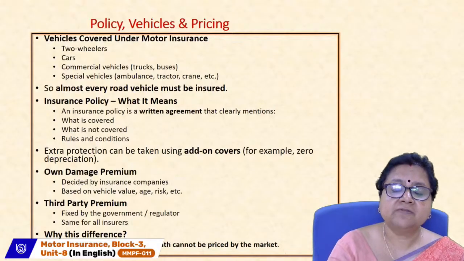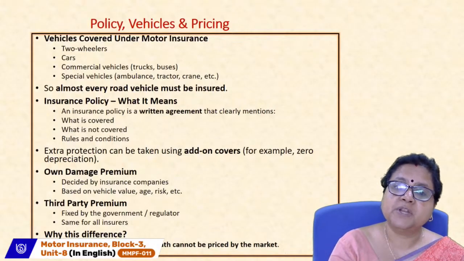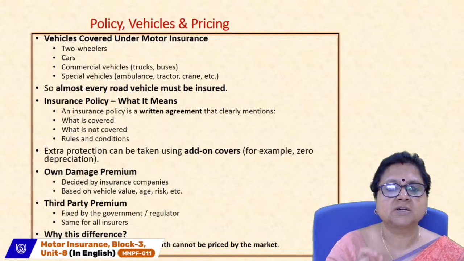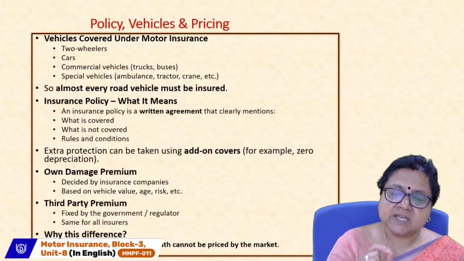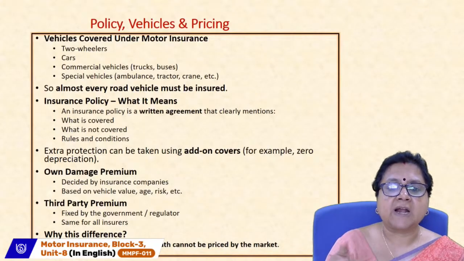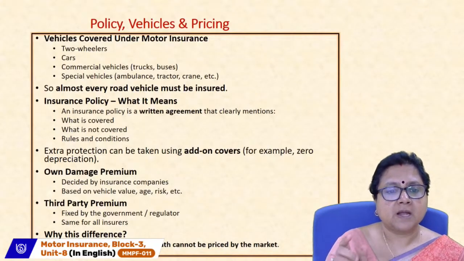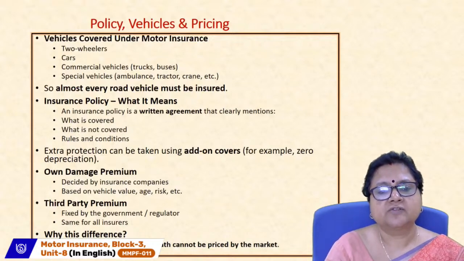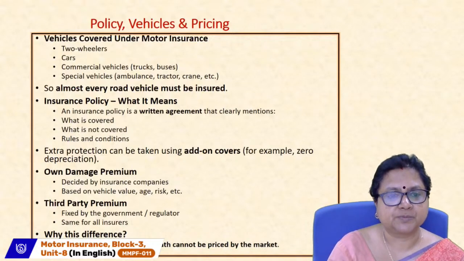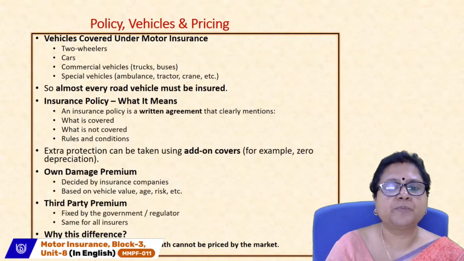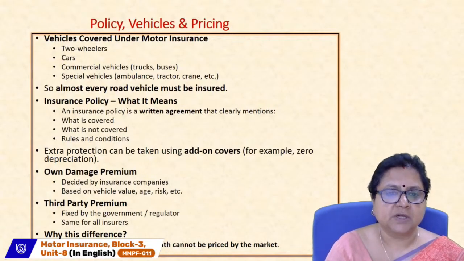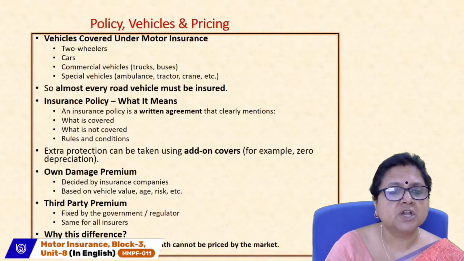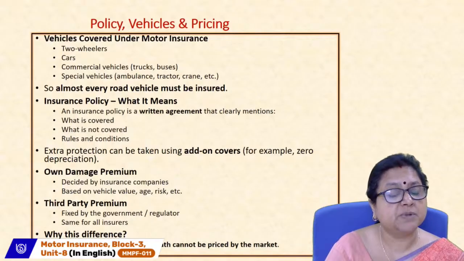And yes, with a certain premium, when we are having a motor insurance, the individual has to pay a certain premium for that. But suppose you want some add-on covers apart from the basic policy, for example zero depreciation, then you have to pay an extra premium. So if you want zero depreciation, the premium amount will be a bit higher.